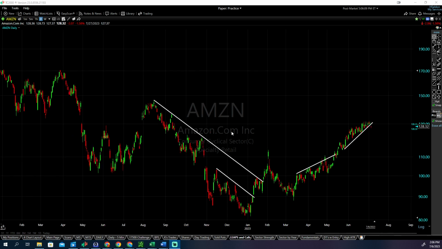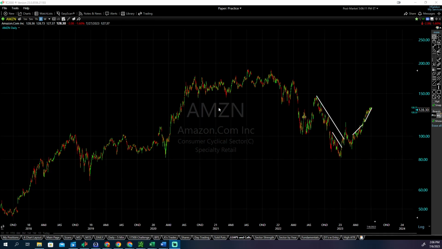So let's take a look here. Now, first thing, this is Amazon. First thing you have to realize, what is not a trend line? With a trend line, the numbers are not static. They are moving as you move along the line. The numbers change, the price points change. Horizontal lines, on the other hand, are static.